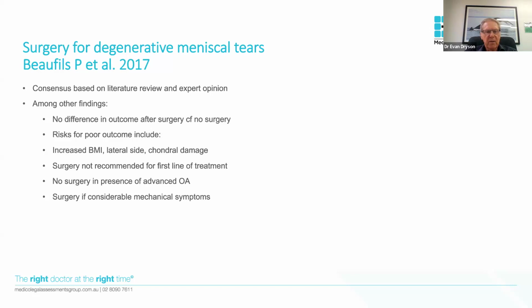There were other risks for a poor outcome, and these included being overweight, which you might understand, being on the lateral side of the knee, the lateral meniscus, but also the presence of damage to the chondral cartilage in the knee, which is osteoarthrosis. So the conclusion of this expert panel was that surgery is in fact not recommended for the first line of treatment in someone with a meniscal tear, and particularly if it's a degenerative tear.